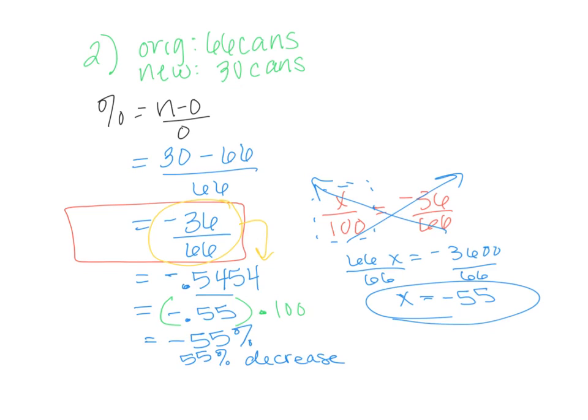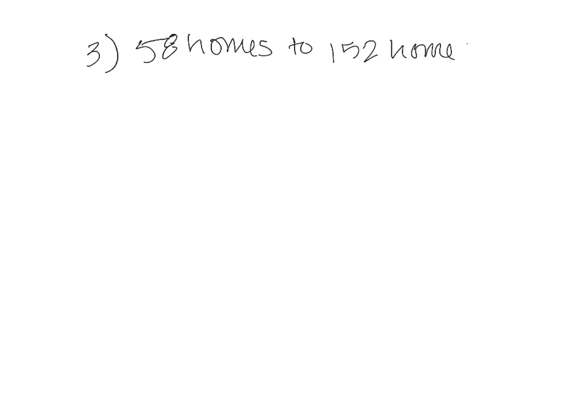All right, I'm going to look at problem number 3. Number 3 says 58 homes to 152 homes. And so 58 is where we're starting. That means it's the original. And 152 homes is the new.